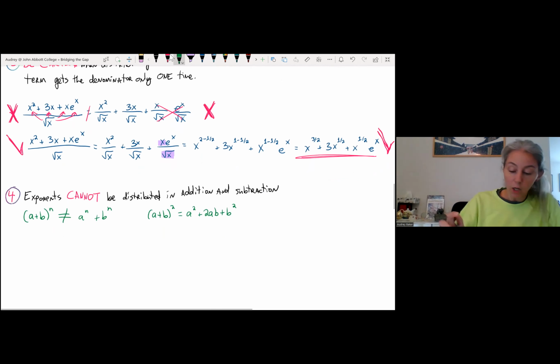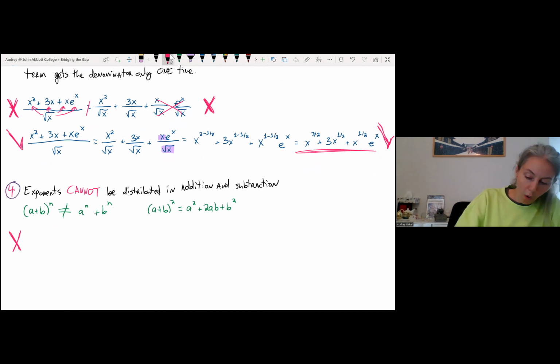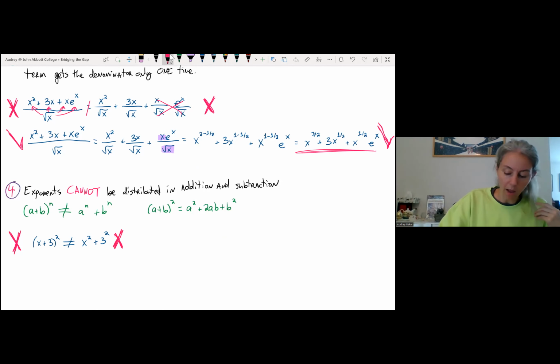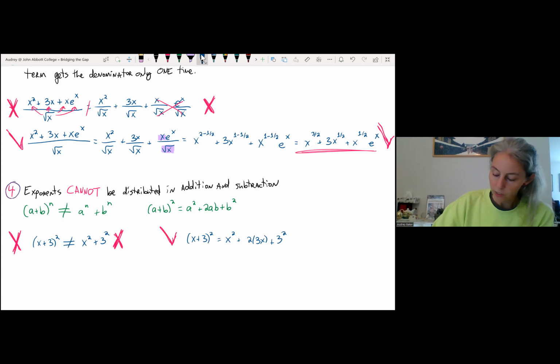So with that said, do not do this. Totally not okay. (x plus 3) squared does not equal x squared plus 3 squared. Do not do this. That is a horrible, horrible idea. So what are we going to do instead? This one was not okay, but what would be okay would be to say (x plus 3) squared is equal to x squared plus 2 times 3x plus 3 squared. So this is x squared plus 6x plus 9.